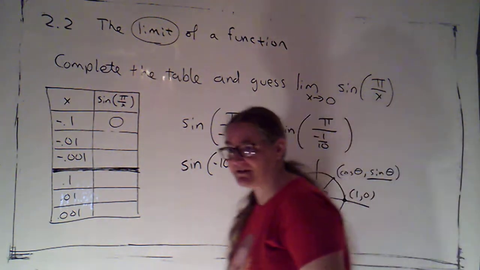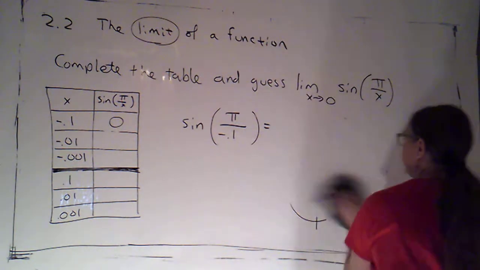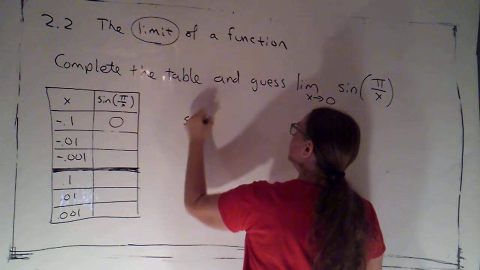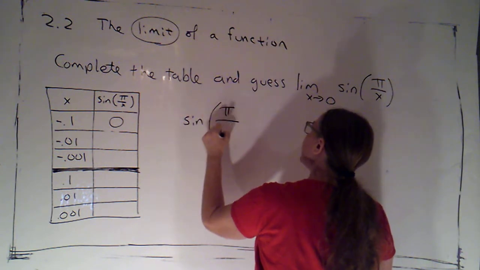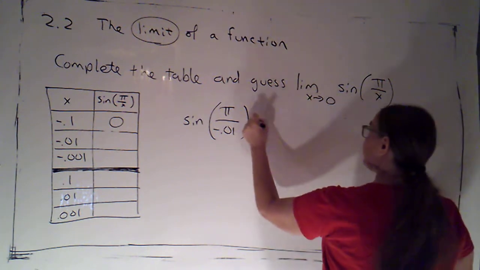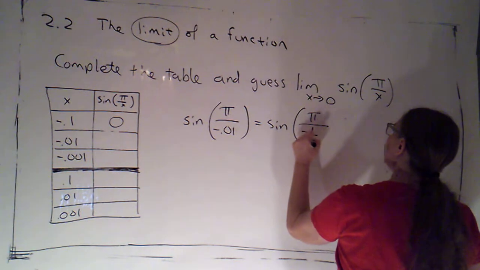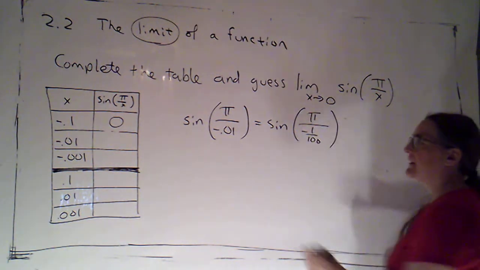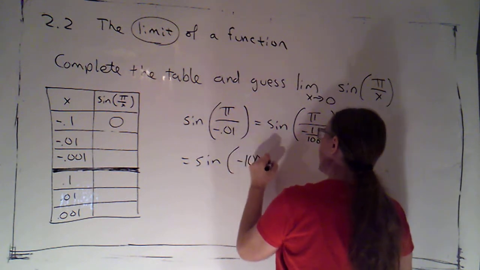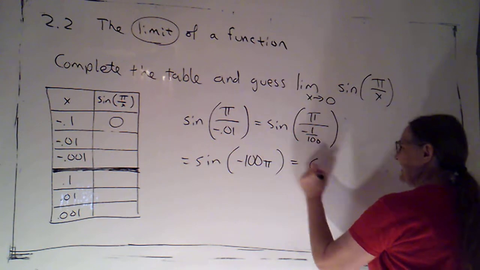Okay, excellent. So if we do the next one, we're now looking at sine of pi over negative 0.01. Again, if I rewrite that as a fraction, that's sine of pi over negative 1/100th. That's sine of negative 100 pi. Any multiple of pi, sine is going to be 0.